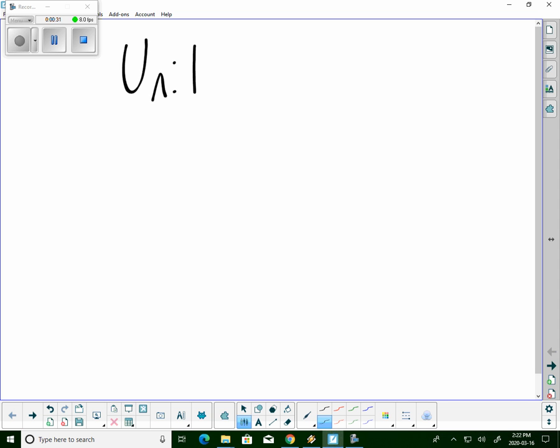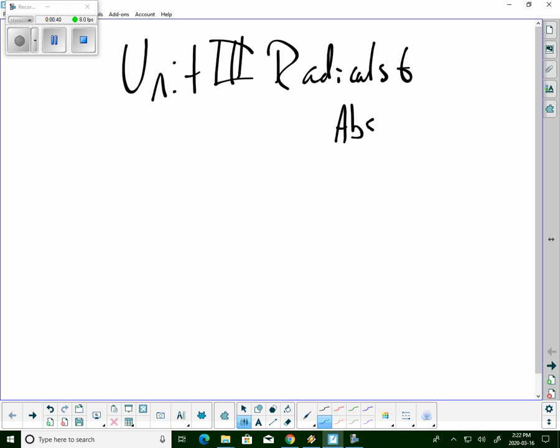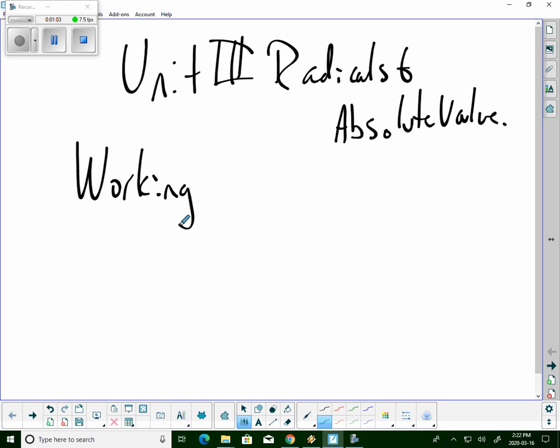There it goes. The chapter is radicals and absolute value, and it seems like I'm shouting because I did this morning with grade 10 and we listened to it, and it seems like my voice is quiet, so I'm speaking louder. Okay. So, working with radicals, all this stuff which we have done before, but we'll review a little bit.